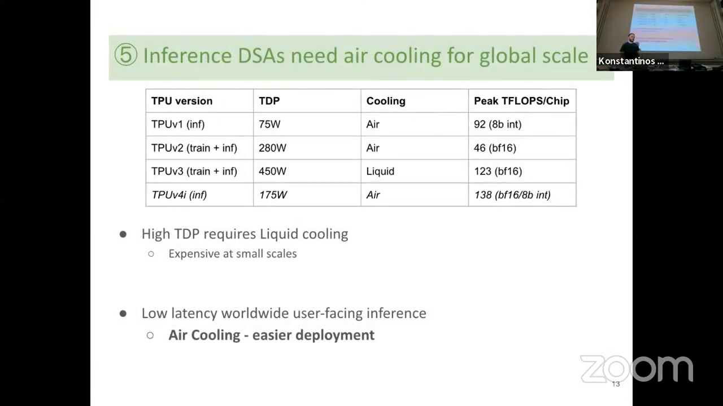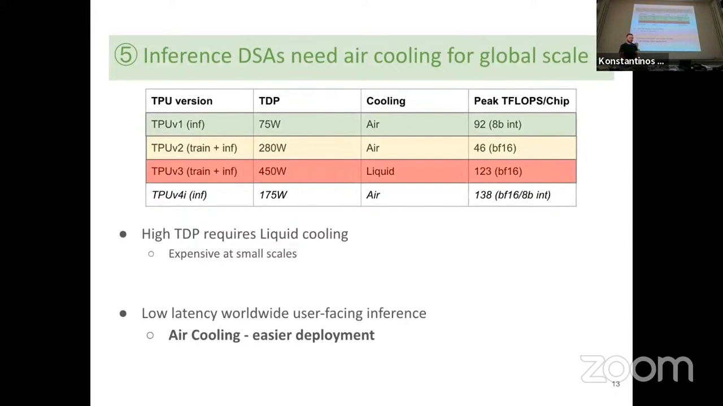Number five, inference DSAs should be air-cooled. When you look at the table of TDPs, the TDPs of the previous versions continuously rose all the way to 450 watts, which required liquid cooling in TPU version 3. Now, for a global deployment in small worldwide server farms, adding liquid cooling infrastructure would have been infeasible or too expensive. So the paper emphasizes that inference chips, which should be placed close to users, should be air-cooled. And this is the reason for decreasing the TDP.